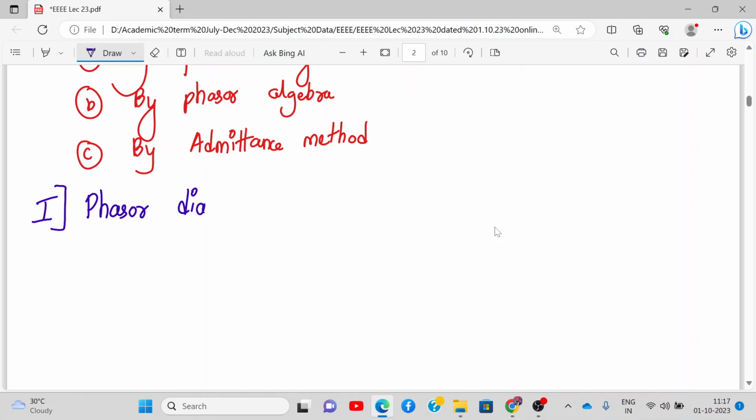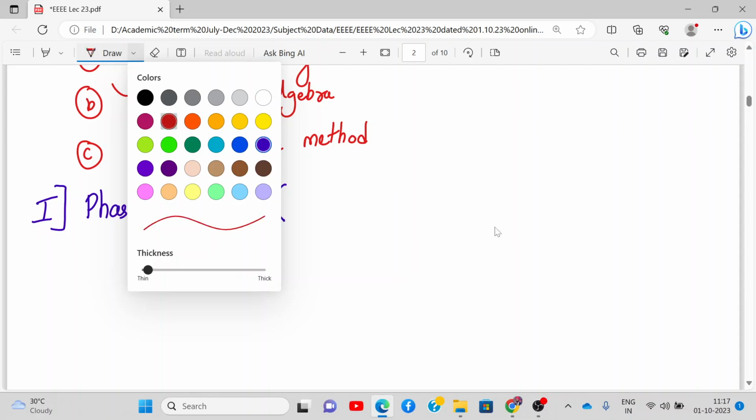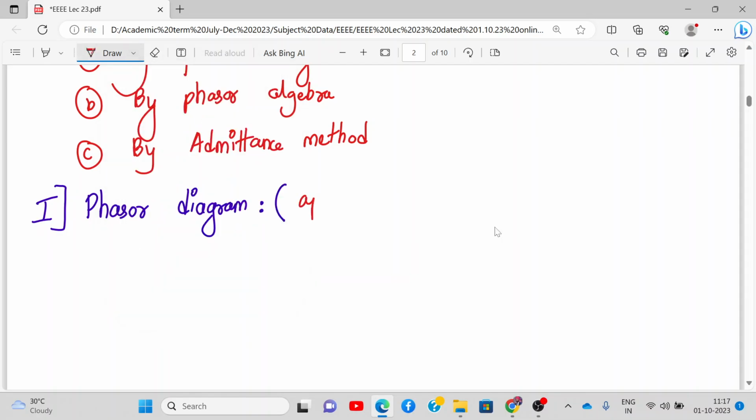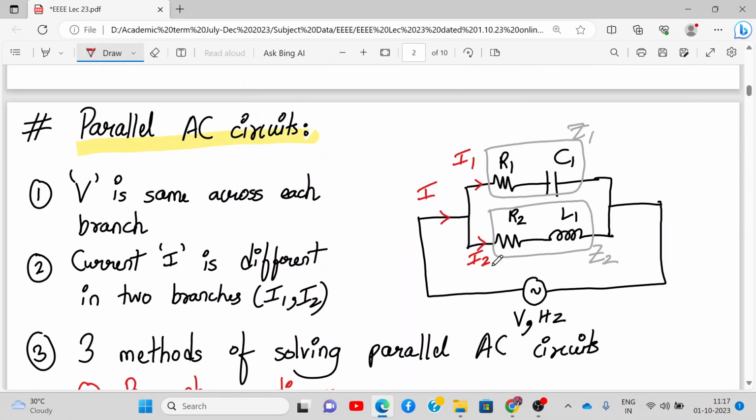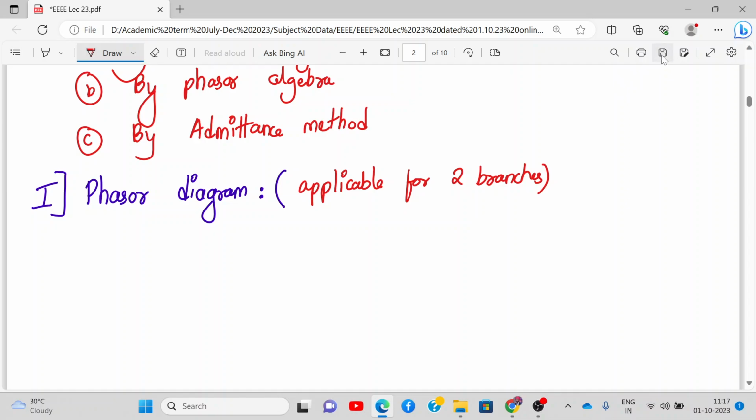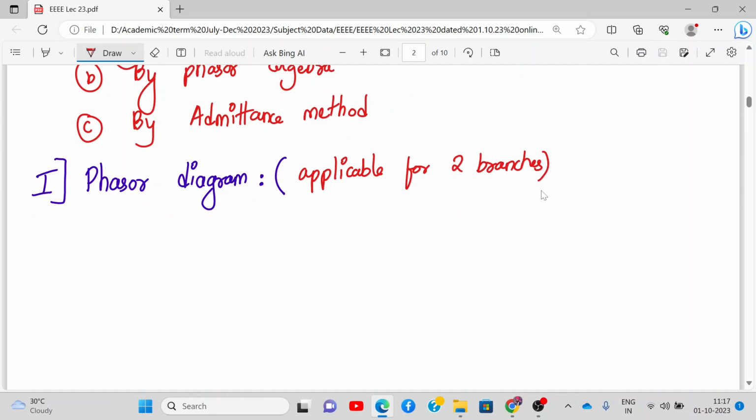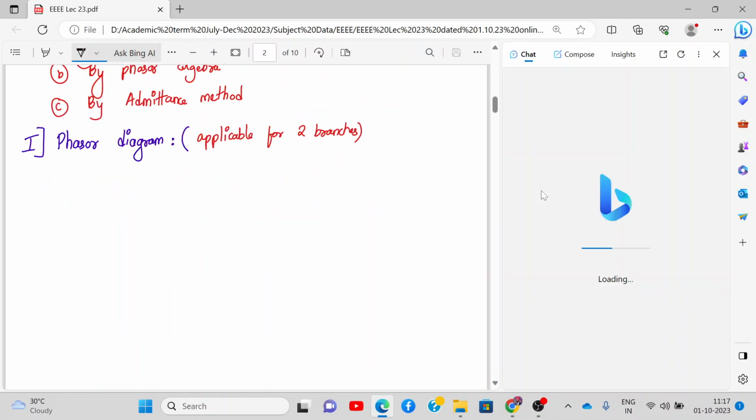For the phasor diagram, this technique is applicable only if there are two parallel AC branches, like the circuit which we have shown earlier. The phasor diagram becomes complex if there are more than two branches. So what we need to do over here, let me just write it down.